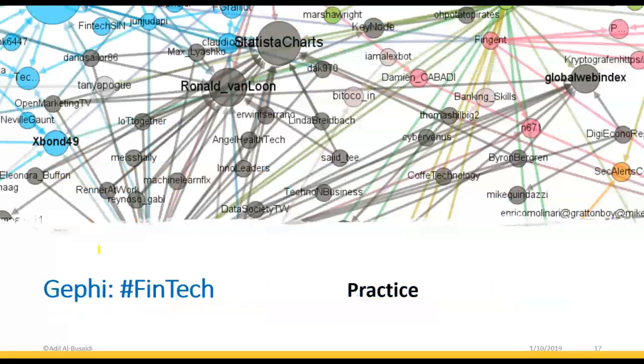I think we did the practice. If you remember in the class, we used the fintech hashtag. We tried to find what we did. Just to remind you, maybe you want to do this for your individual project as well. So we said, if I want to follow popular influencers who are tweeting about the fintech hashtag, whom should I follow?